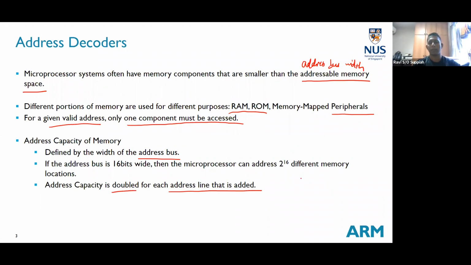For example, if I have a 2-bit address bus, A1 and A0, you only have four possible values. The moment I add one more, it becomes 8, and so on. So every time I add one more address line, the total number of address spaces I can access doubles.